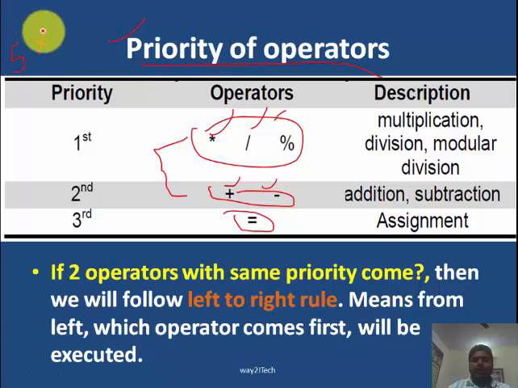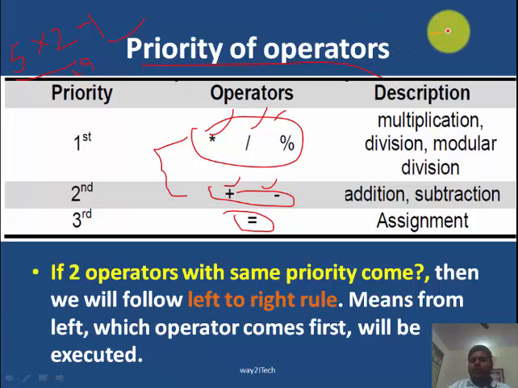So if we have an expression like this, 5 multiplied by 2 minus 1. Multiplication has higher priority, so we will solve multiplication first. Like 5 into 2, 10. 10 minus 1 is 9. So we will get the result as 9.